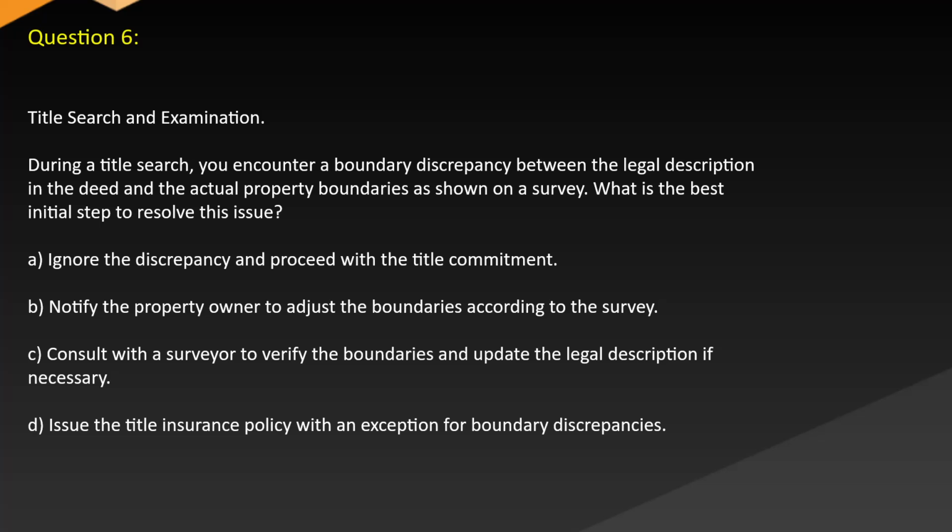A. Ignore the discrepancy and proceed with the title commitment. B. Notify the property owner to adjust the boundaries according to the survey. C. Consult with a surveyor to verify the boundaries and update the legal description if necessary. D. Issue the title insurance policy with an exception for boundary discrepancies.